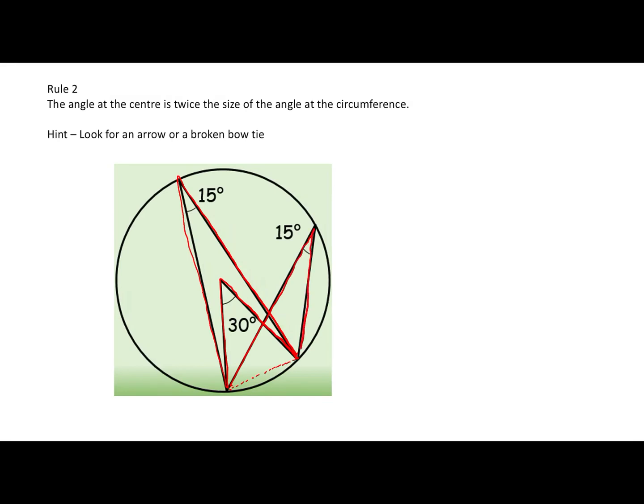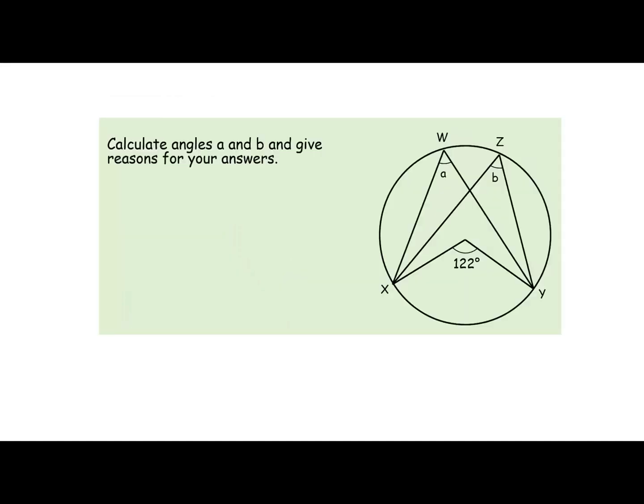You've got an example here because they're all stemming from the same chord. Then you're getting the same answer. So this angle is 15 and this angle is 15 because they're both half of what it is at the centre. Okay, so here's a question for you to do. Nice and easy, I think. Stop your video and do it.